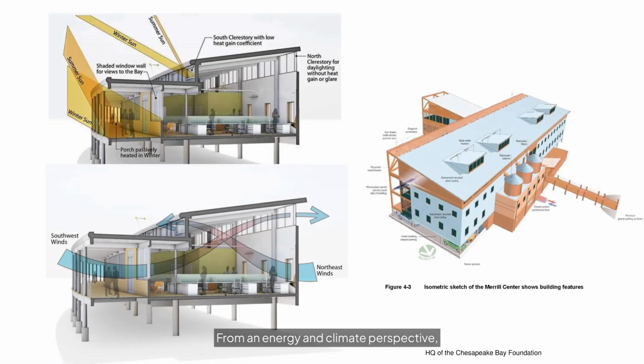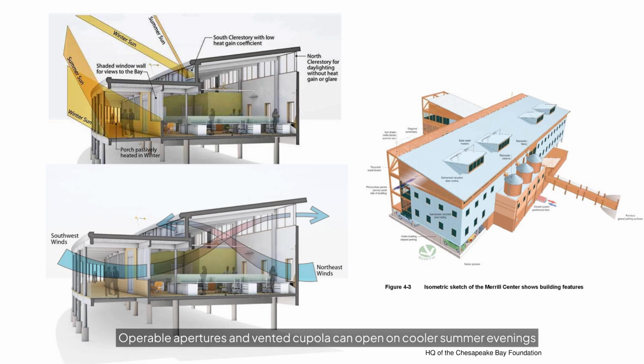From an energy and climate perspective, the building's envelope is highly insulated and airtight in the winter. Operable apertures and a vented cupola can open on cooler summer evenings to flush heat through natural night purge ventilation. The architects shaped the building to provide the ability to breathe and stay cool during hot and humid summers with minimal mechanical aid, and to capture heat during the winter to stay warm.